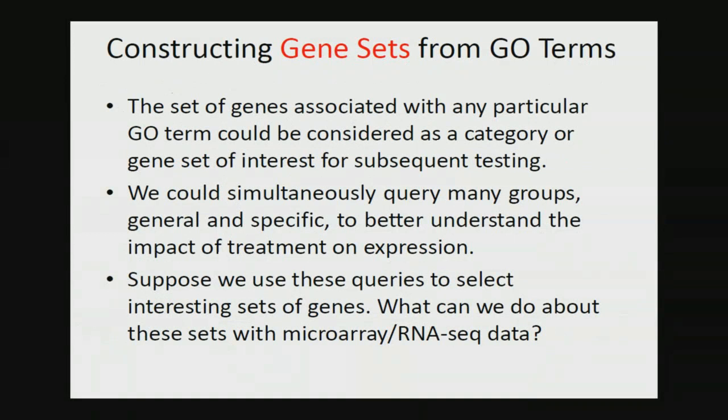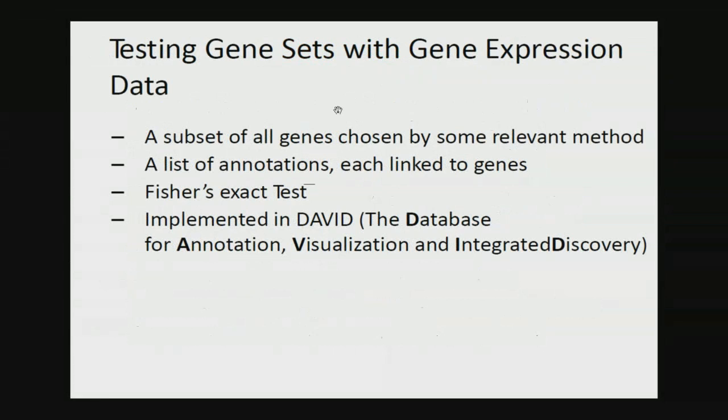What can we do about this set with microarray and RNA-seq data? So what we can do is test the gene set with gene expression data. In testing a gene set with gene expression data, we get a subset of all genes chosen by some relevant method, like the modified t-test or things like that. And then we get a list of annotations, each one linked to genes.